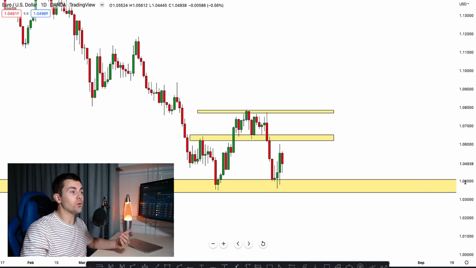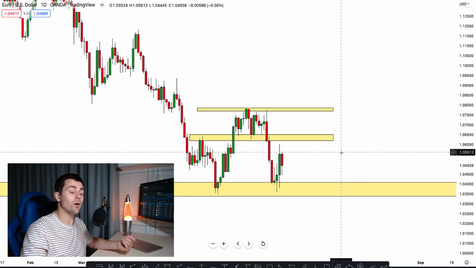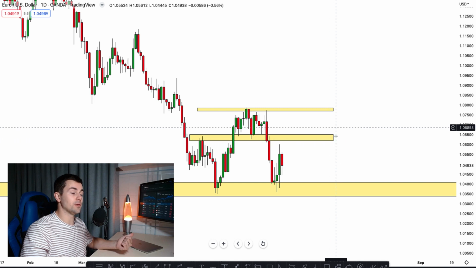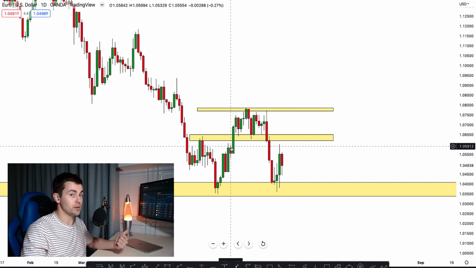So for now, traders, I won't make any forecast. For now, I just say that in focus are these structure levels, and we must pay close attention to them.